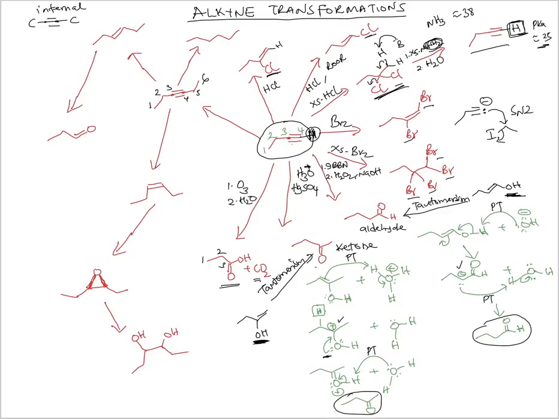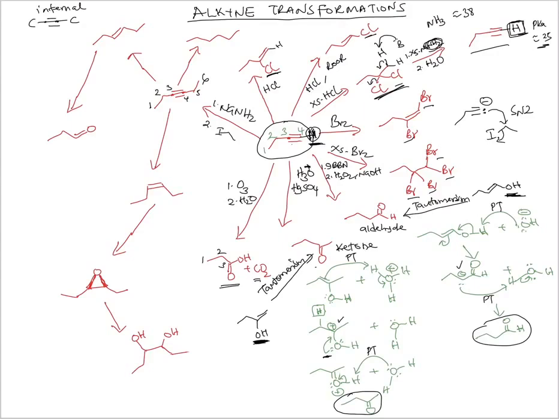So once we figure out the appropriate base to use to remove that proton, that base must have a conjugate acid with a pKa higher than the pKa of this proton, which is 25. The appropriate base to use is sodium amide, and then we follow that with ethyl iodide to give us the product.